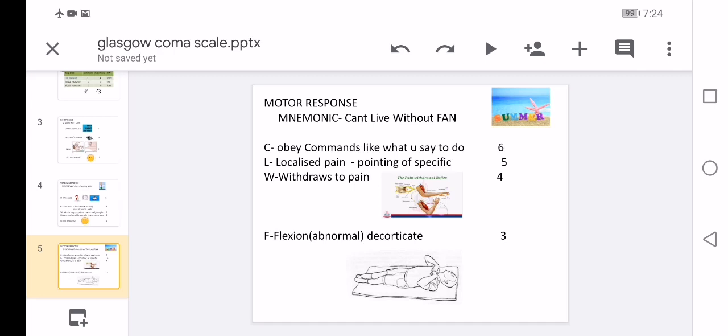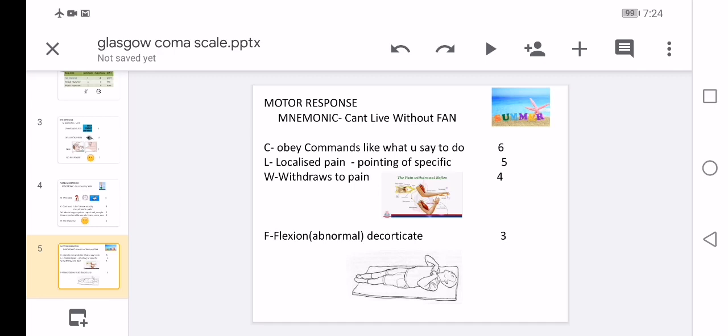And for motor response, I have a mnemonic: I can't live without fan. Yes, in summer we usually can't live without fan. So I have a mnemonic: C, it means commands. Obey commands. What you say, the patient should do. Like protrusion of the tongue, or doing some movements of the upper limbs, lower limbs. You can give grade 6. L is for localized pain, where you are pointing at a specific point on the limb or any area, and he can give his score as 5.